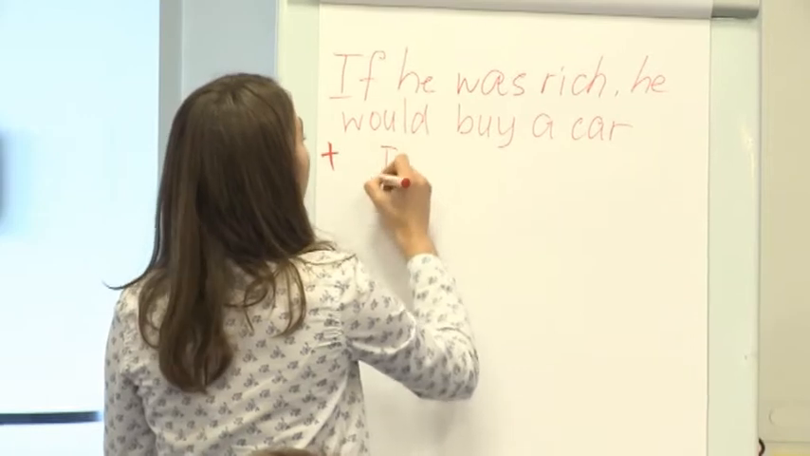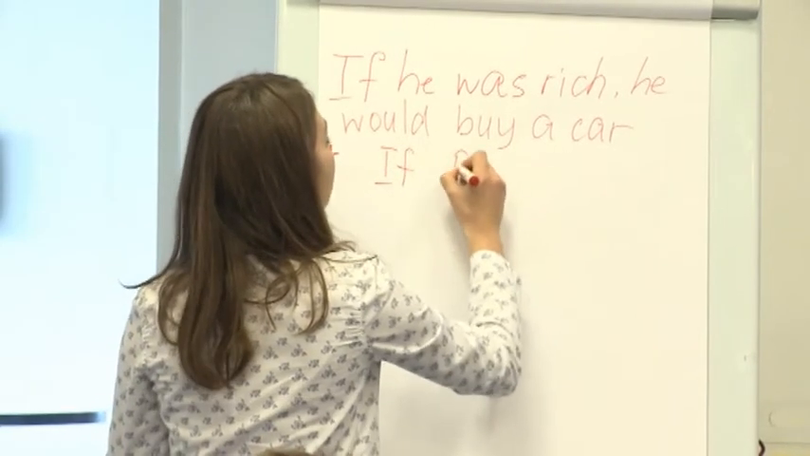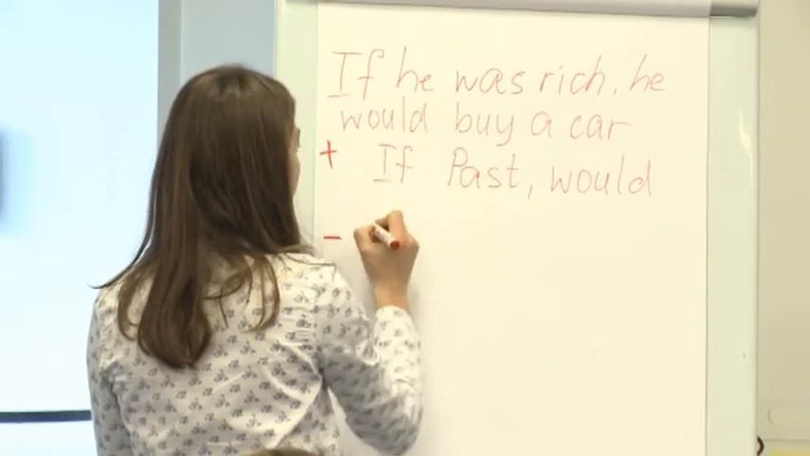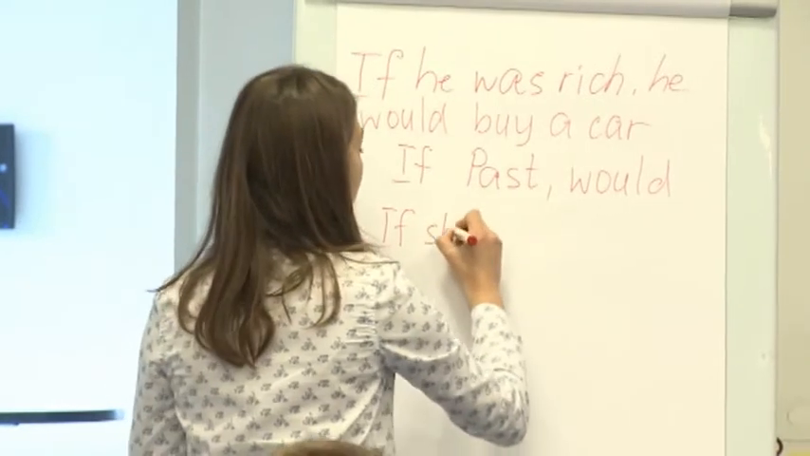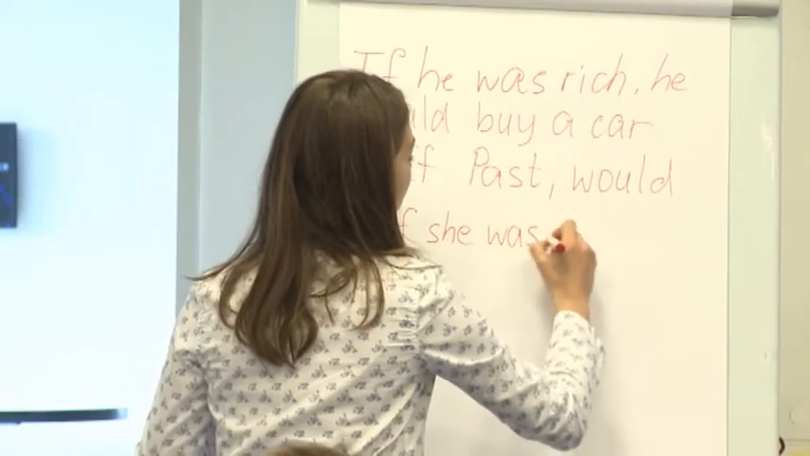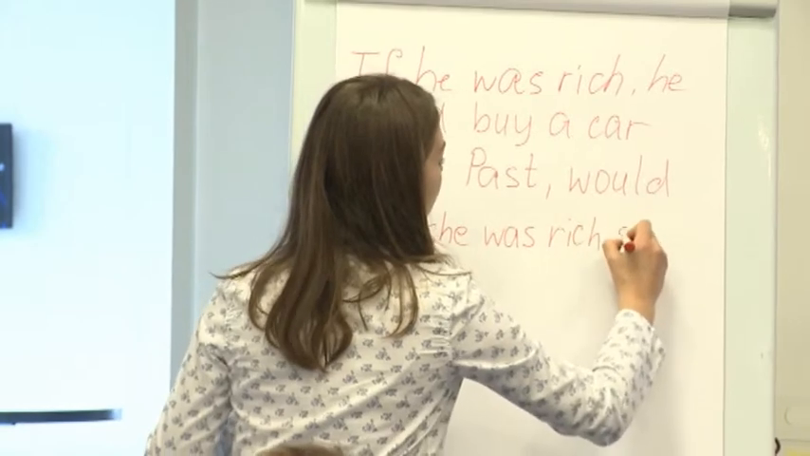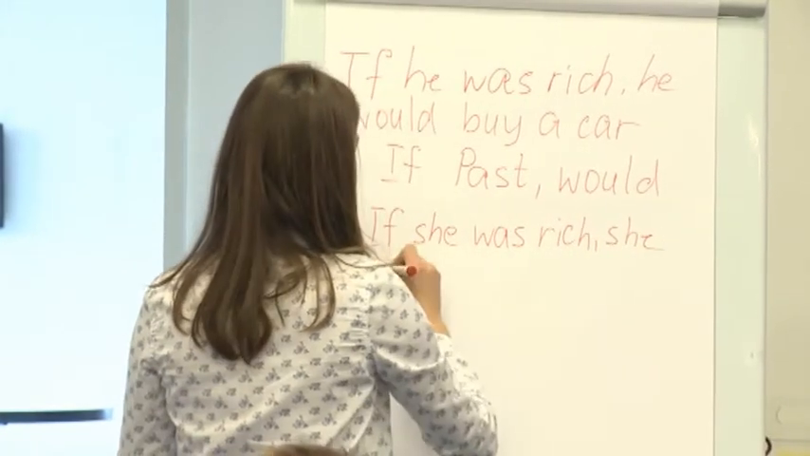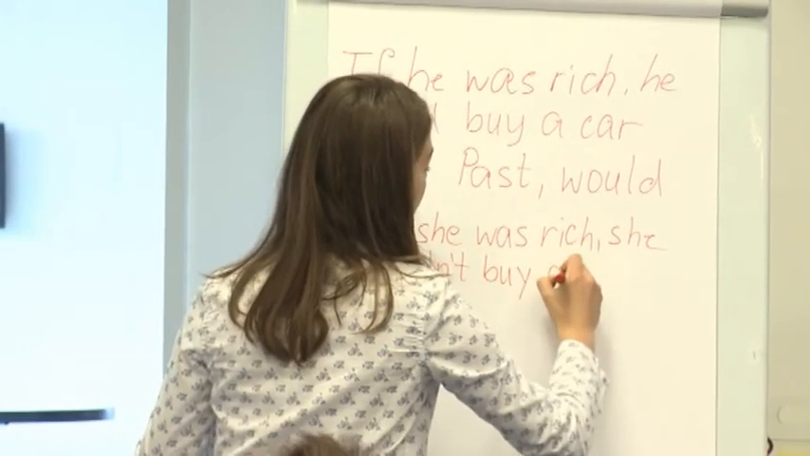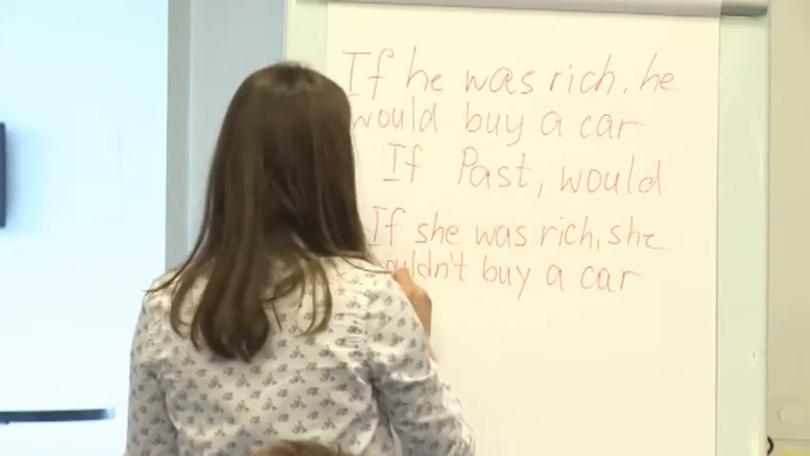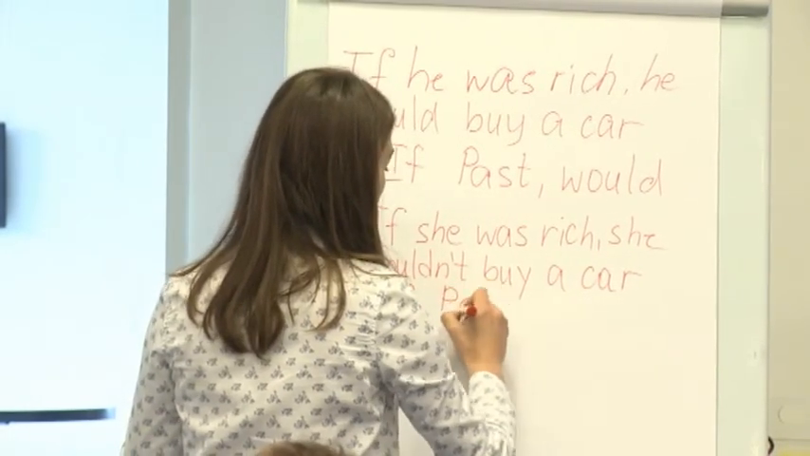So, if past and then would. What about the negative form? If about his girlfriend. If she was rich, she would not buy a car. Past and would.